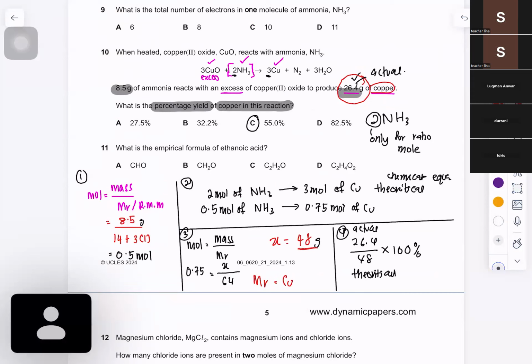So theoretical, you just remember. The actual, you divide by theory. Theory by calculation. The actual from the experiment. Cuma dia macam confusing. Soalan dia direct. Dia macam like, 8.5 gram ammonia react with excess copper oxide to produce 26.4 copper. Then you akan remember 26.4 copper tu is theoretical. Then you dah risau, tak calculate dah.